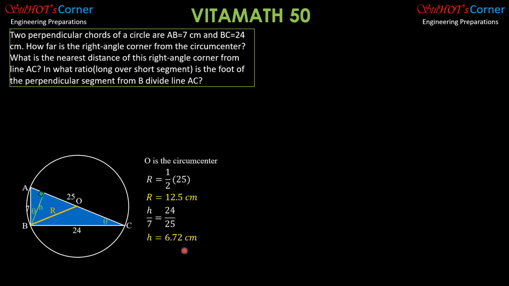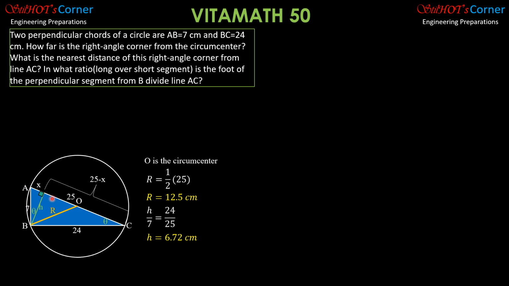Finally, let's answer the last question. In what ratio long segment over short segment is the foot of the perpendicular segment from B divide line AC? So if I call that length or segment X, this other segment would be 25 minus X, and we're looking for the ratio long segment 25 minus X over X.